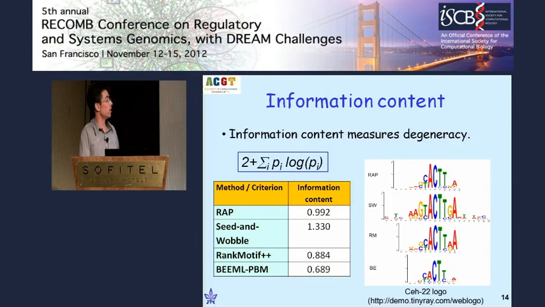Now, since REP is best at in vitro binding prediction, we questioned the claim that a good binding prediction is achieved by very degenerate motifs. So maybe the degeneracy is just a property of the algorithm, but not something that makes the model better at binding prediction.